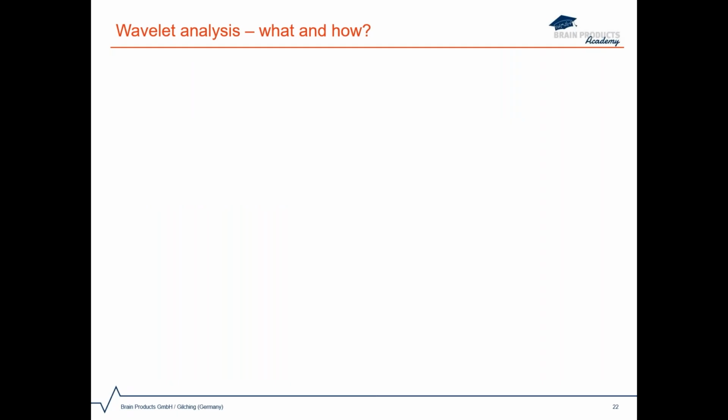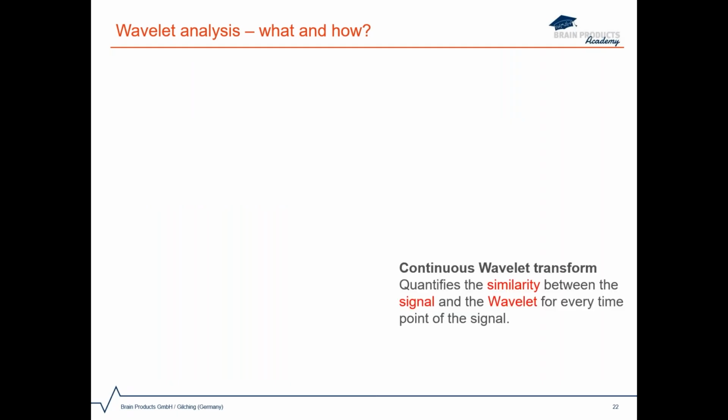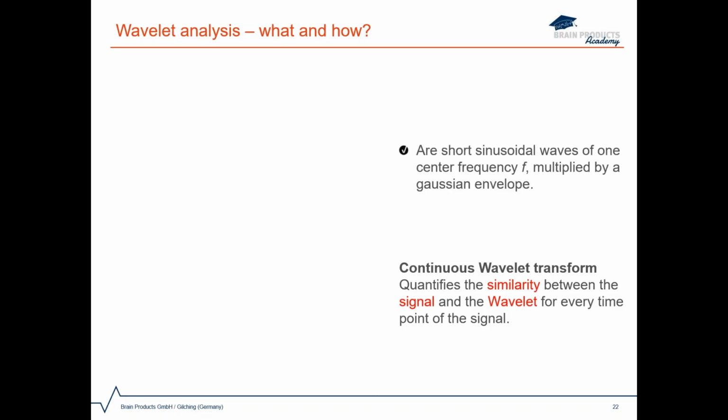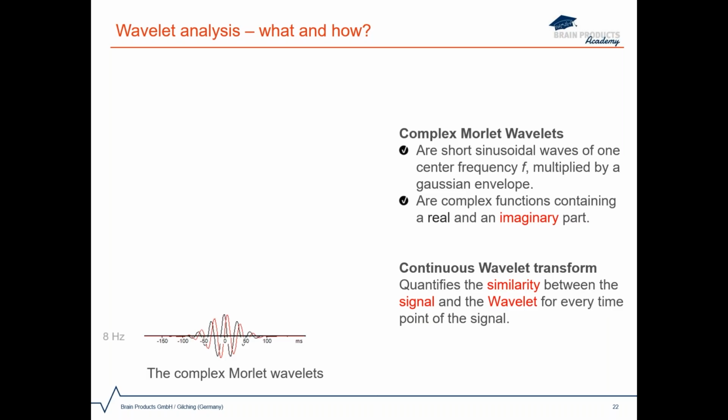Like FFT, the Wavelet Transform quantifies the similarity between the signal and the wavelet of different center frequencies. But what is a wavelet? A wavelet is a short sinusoidal wave of one center frequency multiplied by a Gaussian function to preserve temporal information. There are different kinds of wavelets, but the most commonly used ones in EEG studies are complex Morlet wavelets, which contain a real and an imaginary part.